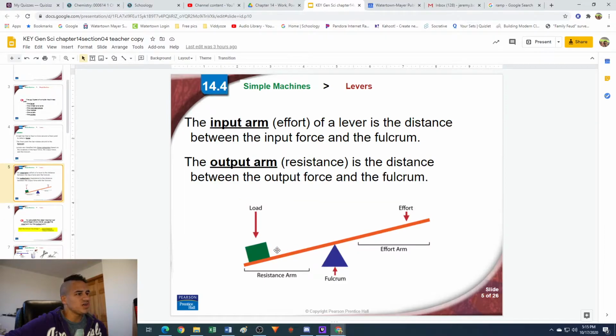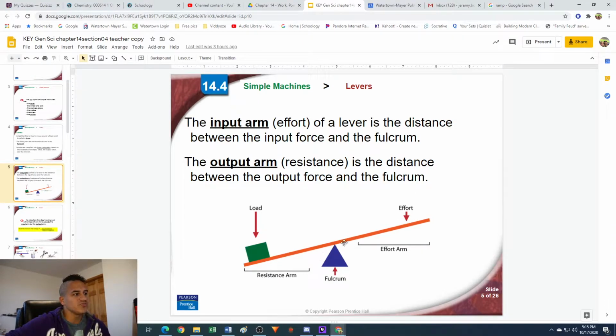So essentially think of a teeter-totter like this, where the fulcrum is right in the middle. If we take the input distance, and let's say that this is 5 feet, and divide that by the output arm, which is also 5 feet, this would give us a mechanical advantage of 1, meaning this would not make us any stronger or weaker. The amount of force needed to lift this object would be the same amount of force that you need to push down on this side.